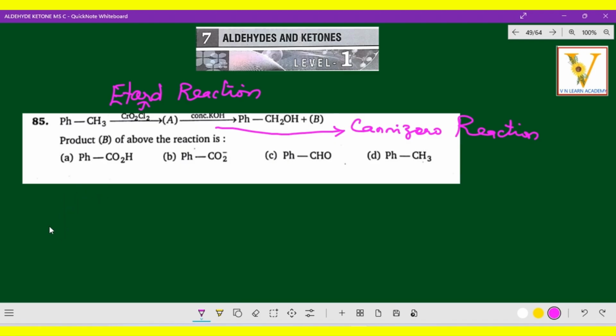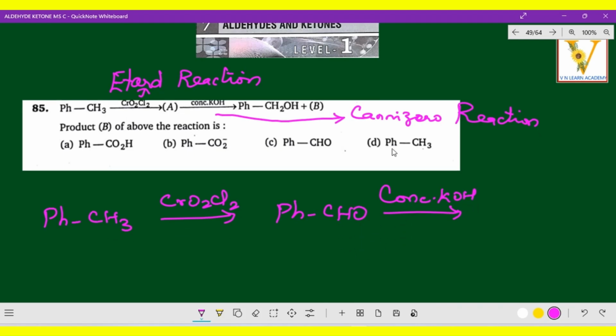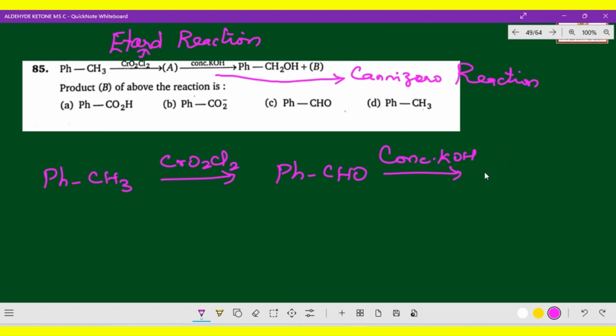Okay, so for the first one, the first product A, I will write PhCH3 directly, because you know very well that with CrO2Cl2 you get PhCHO. So this is benzaldehyde. Benzaldehyde combined with concentrated KOH is the Cannizzaro reaction I just mentioned here. So in the Cannizzaro reaction, what is the product?